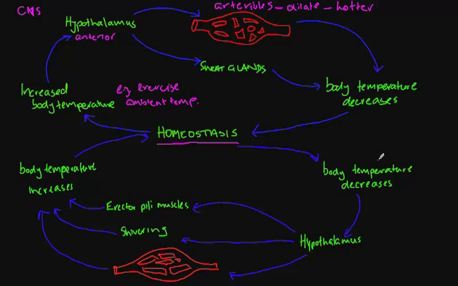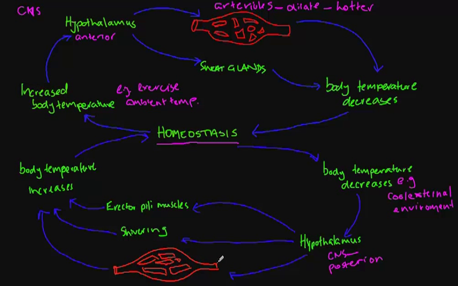Now, when the body temperature decreases, this may be due to a cool external environment. A sensory neuron sends an impulse to the central nervous system and again to the hypothalamus in the brain, but this time it's the posterior section of the hypothalamus. Now it's responsible for heat gain.